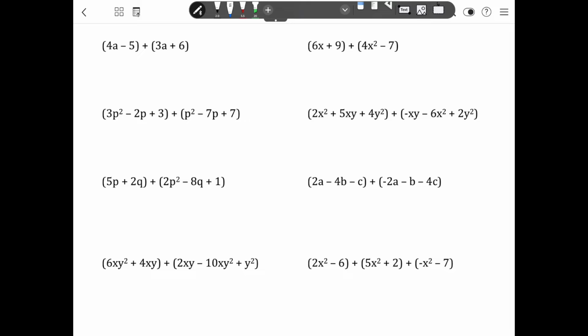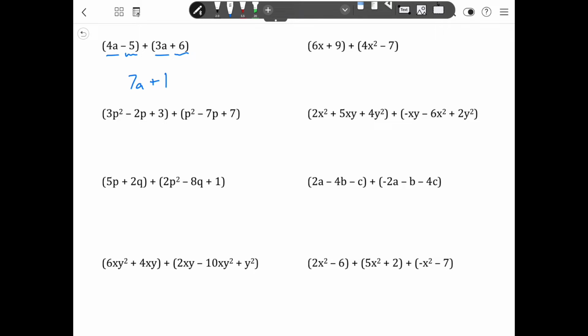So on the first one, we have 4a and we have 3a. So we would combine those together to get 7a. And then -5 and 6 are constants. -5 plus 6 is 1.